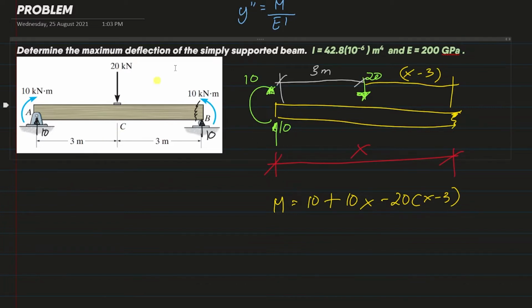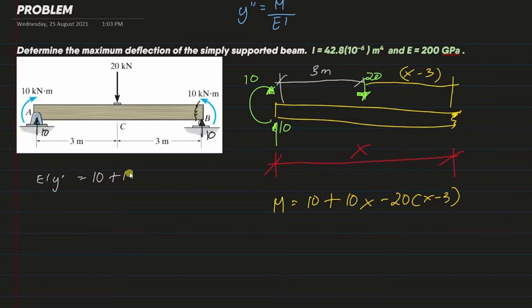We write first this, transfer ko lang yung EI, since constant naman, EI y double prime is equal to M. What's our M? That is 10 plus 10x minus 20(x minus 3). Guys, ito huwag natin itong i-distribute, okay? Huwag tularan. Huwag gagawin yun. Okay, now, let us continue.